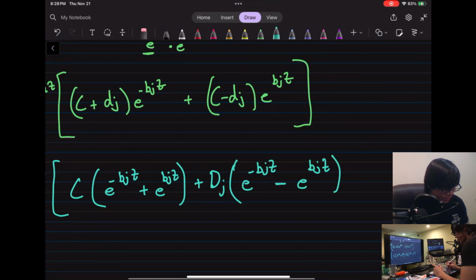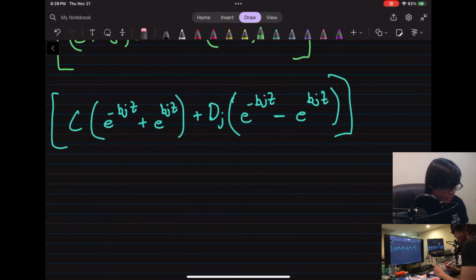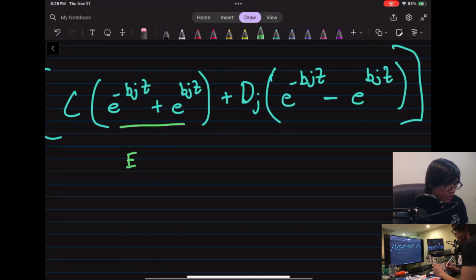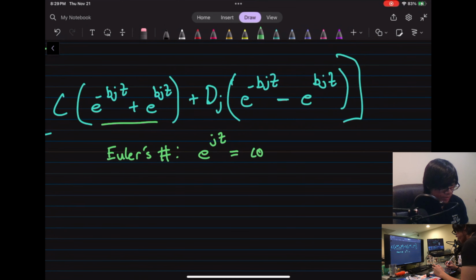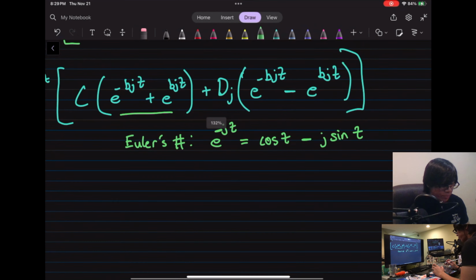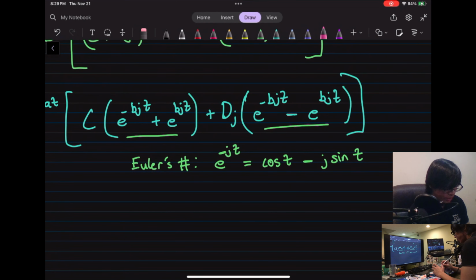If you remember, we've actually seen this before, this expression of exponentials of imaginary numbers. This is Euler's identity, where e to the imaginary number times time was equal to cosine plus j sine. And of course, if there's a negative there, you have to have a negative in front of our sine. So if we apply that to both of these, I'll label them 1 and 2.